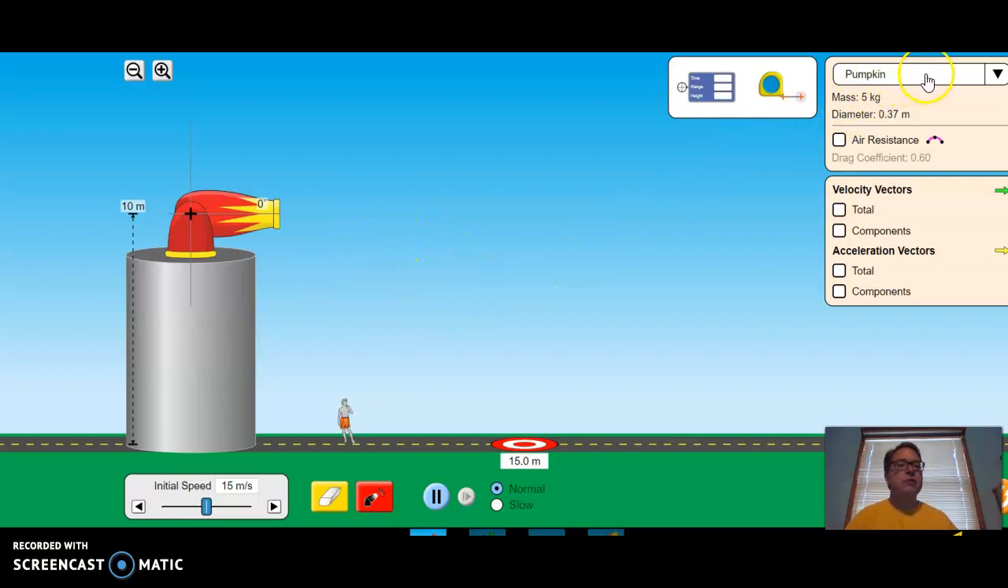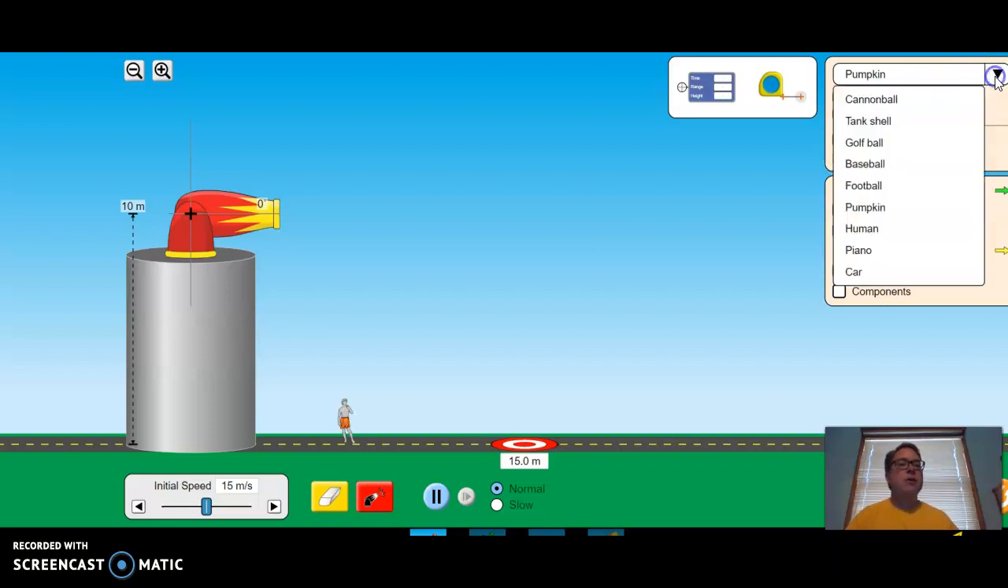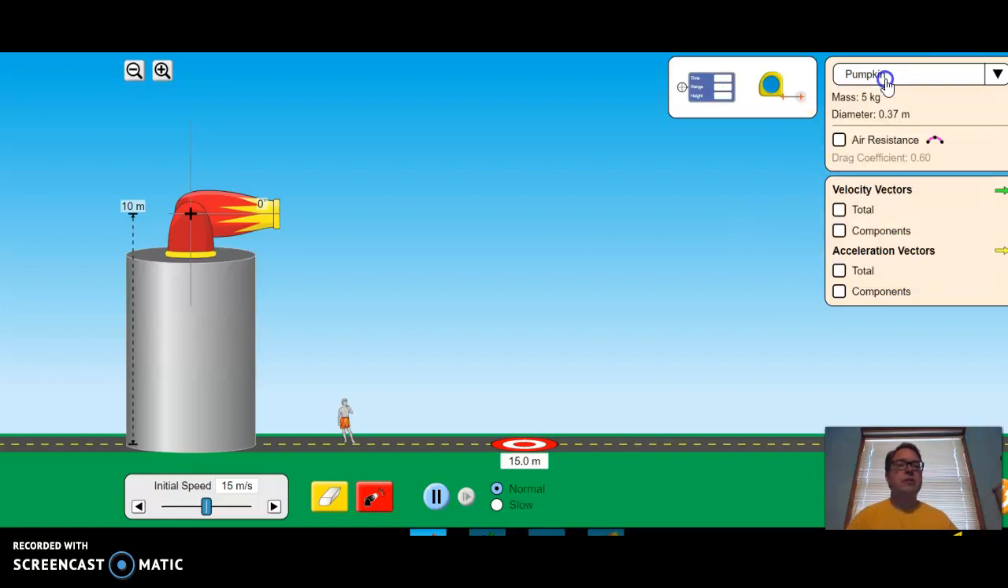Also, I want to bring it to your attention that up here you can turn on air resistance like you would have on during a regular day here on Earth. Today we're going to turn that off though. We're going to pretend like there's no air. No air to slow down these objects when they're falling. Just like we would on the moon, we would have no air resistance. Also over here, pumpkin is what's going to be launched out. You can change it to cannonball, tank shell, golf ball, baseball, football, pumpkin, human, piano, car. Any of those things, you can switch it back. I'm going to leave it at pumpkin for now.